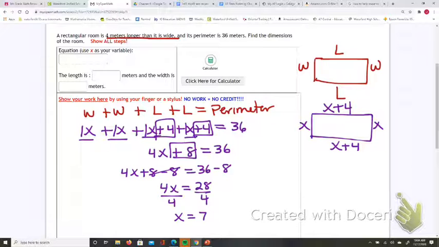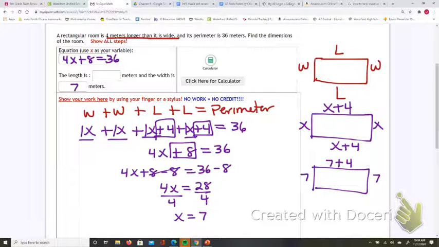So our equation was 4x plus 8 equals 36. Okay, now we figured out that our x was 7, and does everybody remember that our x was the width? So our width is 7. Okay, now let's go back and look at our picture. So if I redraw our picture, this is 7 and this is 7. Well, then this one is 7 plus 4 and this one is 7 plus 4. And 7 plus 4 is 11. So that one is 11.